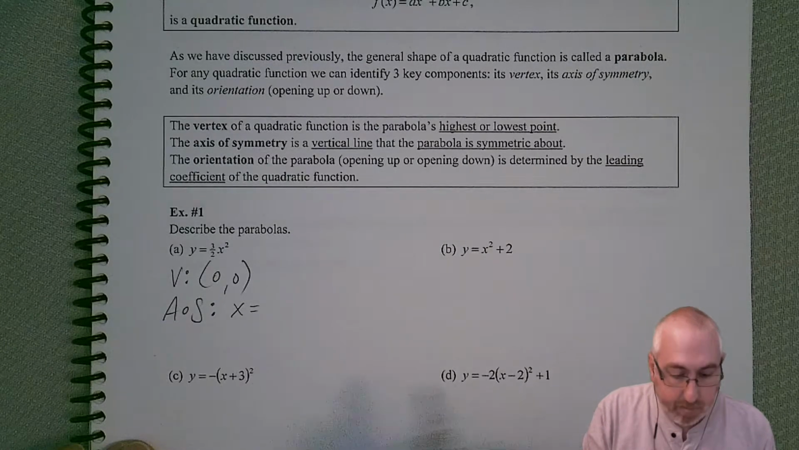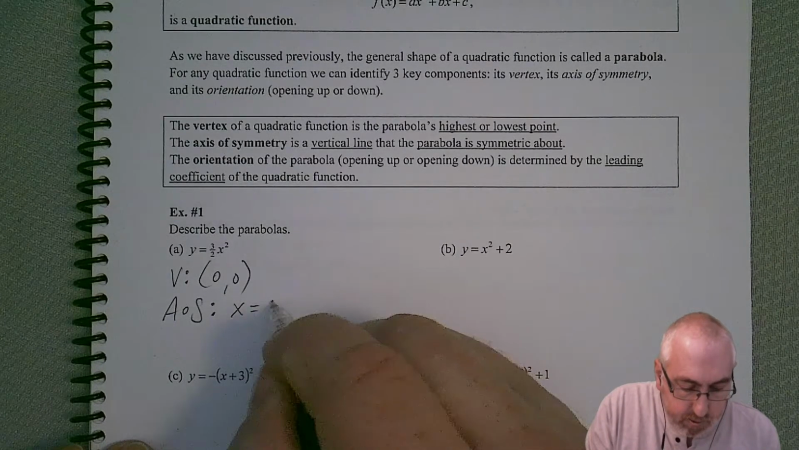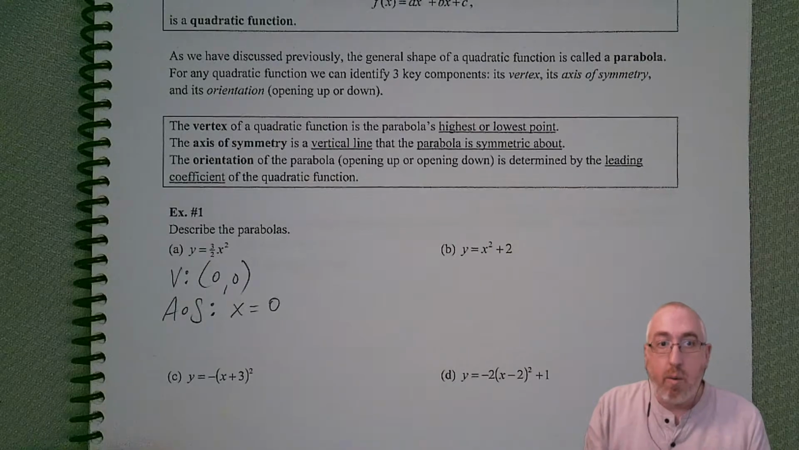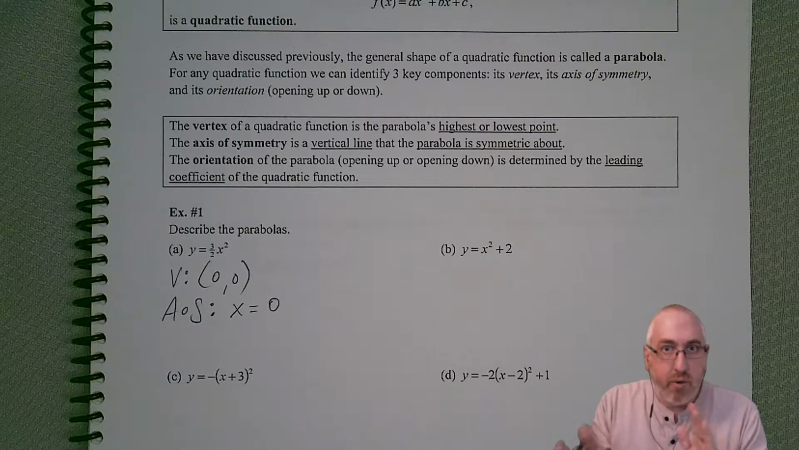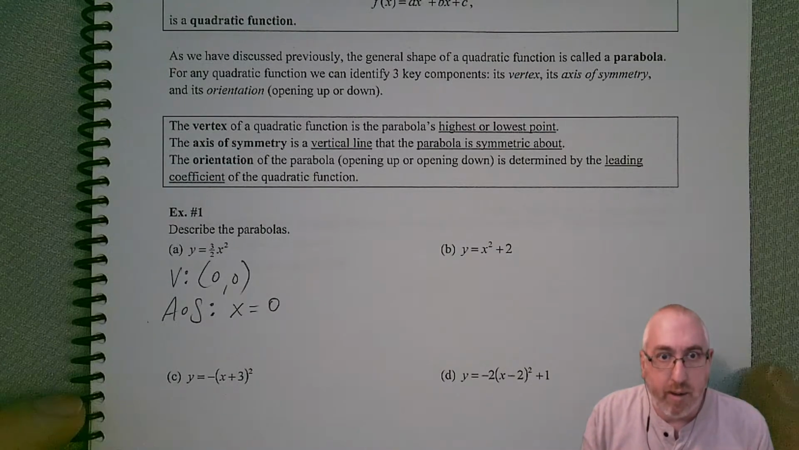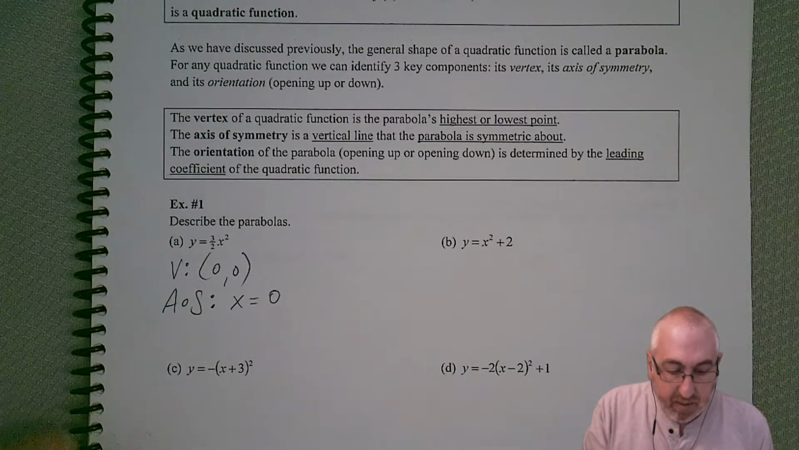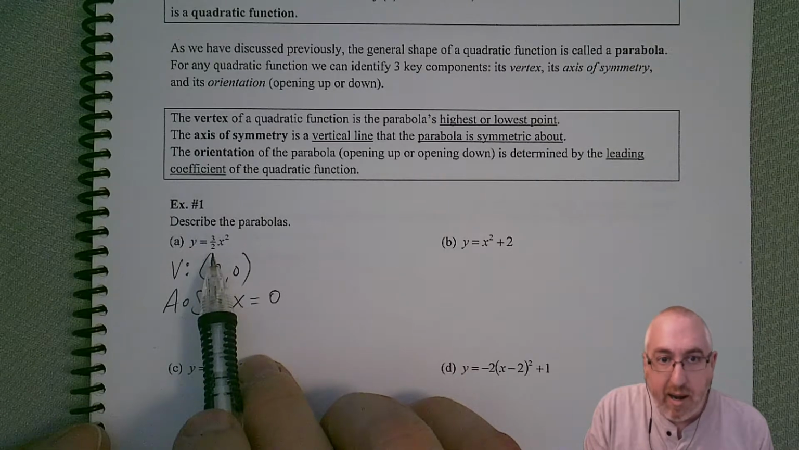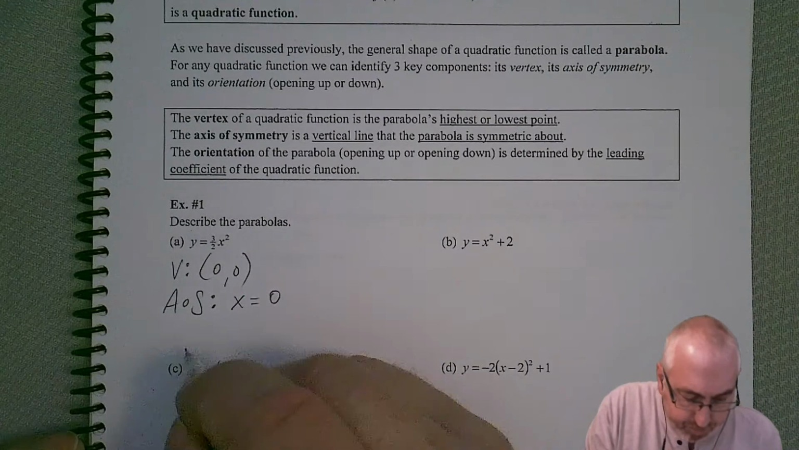And that number, in this case, is 0. So the vertex and the axis of symmetry are always going to be related in that fashion, and we're going to dive more into that as we go. And then the last thing we should know just by looking at it is that it opens up.